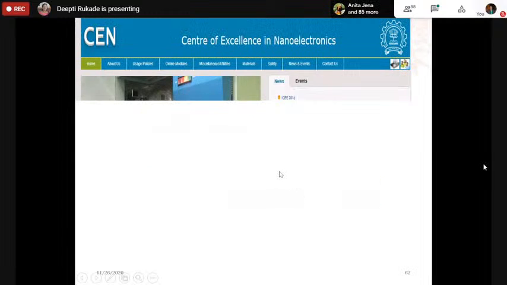Now I move to how you see the website and all the facilities and where you find things. Initially, when the facility was established, it came up as the Center of Excellence in Nanoelectronics. It was funded by the ministry and placed at two centers, one is IIT Bombay and the second one is IISc. Hence the website still has the name Center of Excellence in Nanoelectronics. It is now called the IITB Nanofabrication Facility.